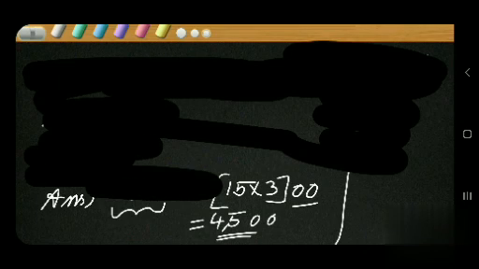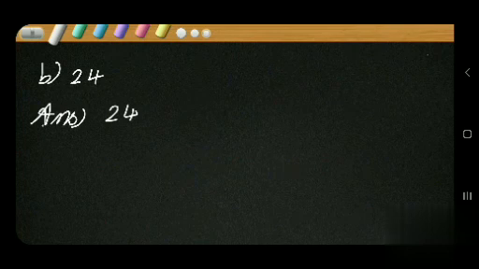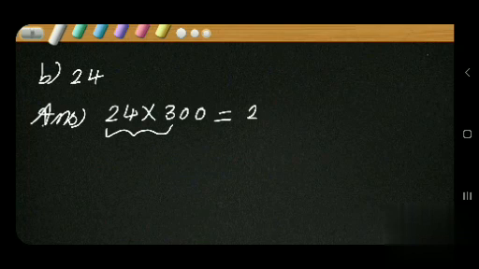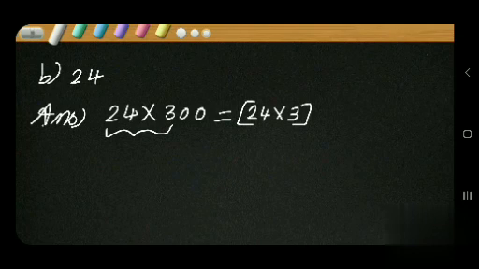Okay, B, the question is 24. How to multiply 24 into 300? For this, what we have to do? First, we have to multiply 24 into 3. And with this answer, how many zeros? Yes, 2 zeros. Okay.